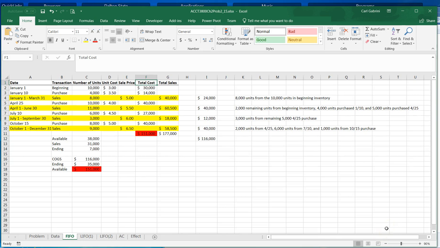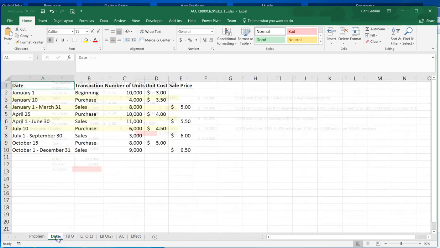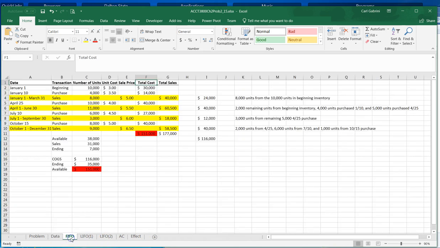Okay, there we go. So I took the same data that they gave us in the problem, and I just extended it. I calculated a total cost and a total sales price. I summed the total cost, $151,000, total sales, $177,000. Again, I just used simple formulas to come up with that.